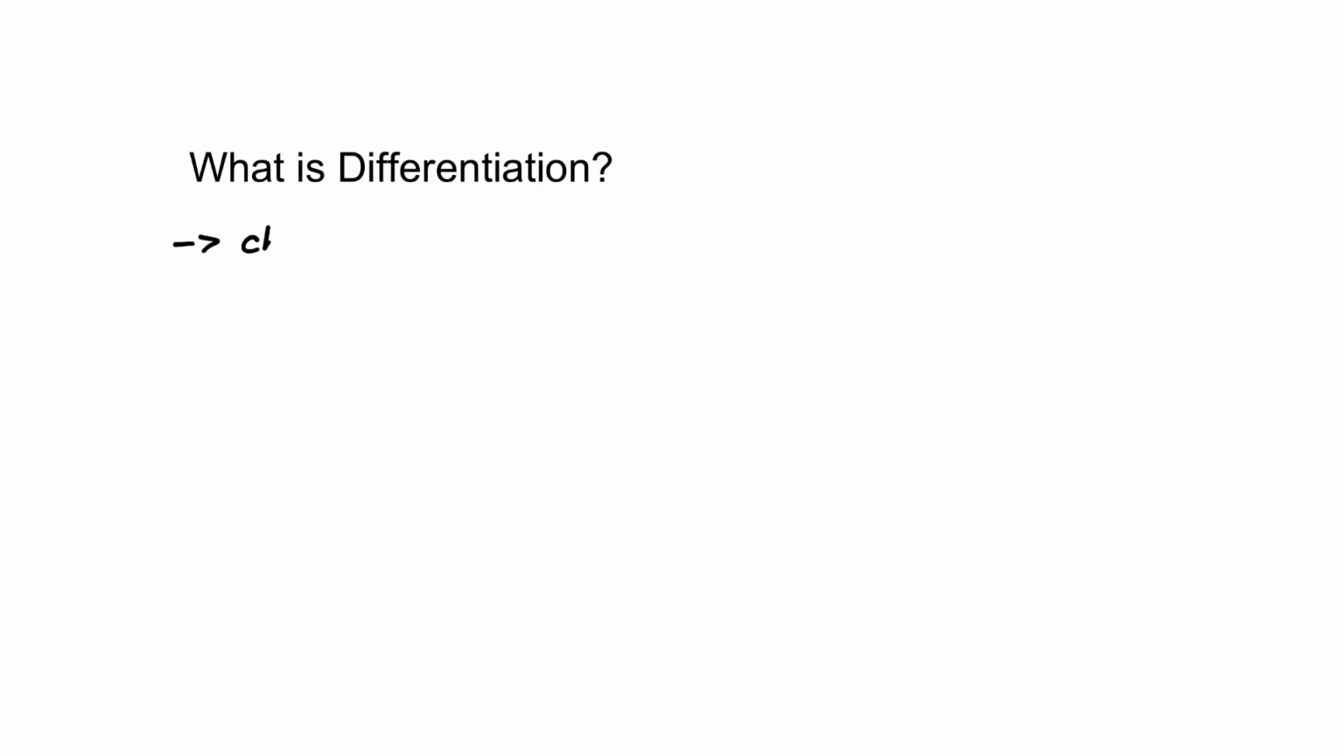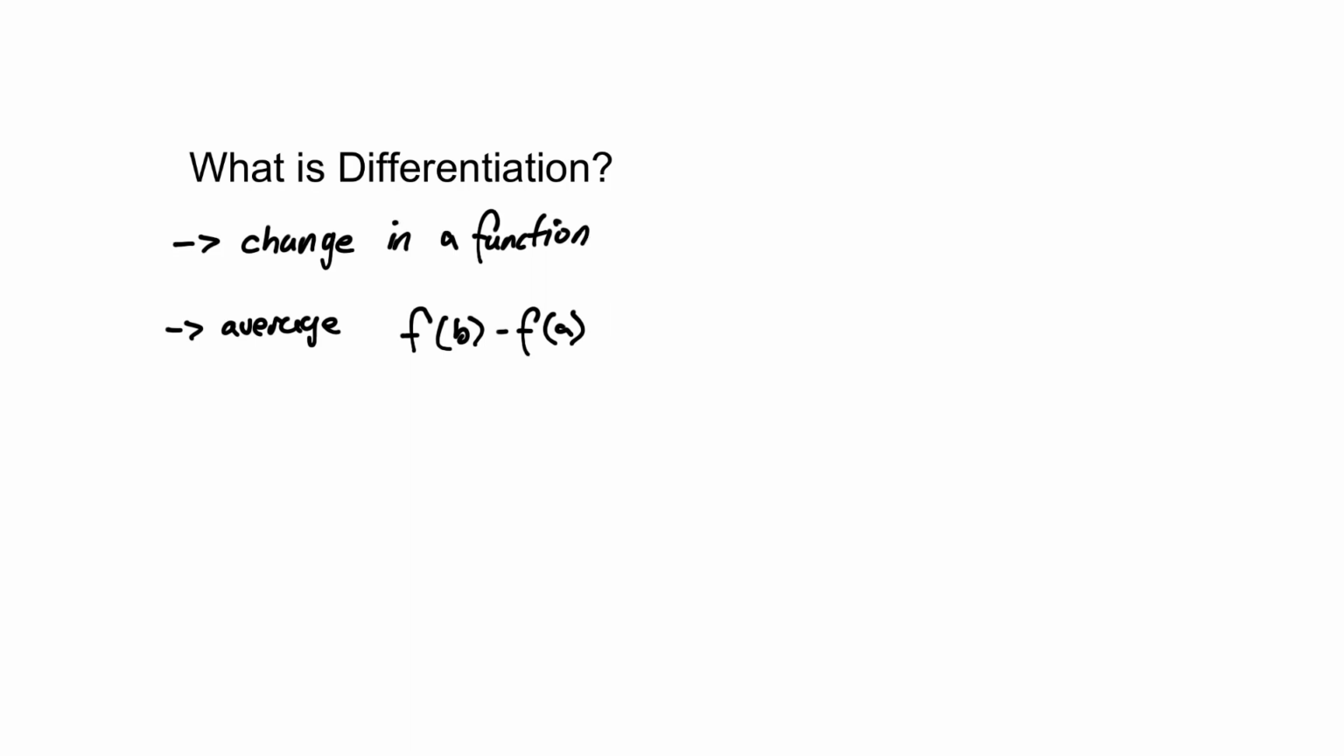Differentiation is looking at the change in a function. We already know what the average rate of change is. It's given by the change in our function value, so f of b minus f of a, and we divide that by our inputs, b minus a. The average rate of change only really works when b does not equal a. So that means that we cannot find the rate of change at an individual point.